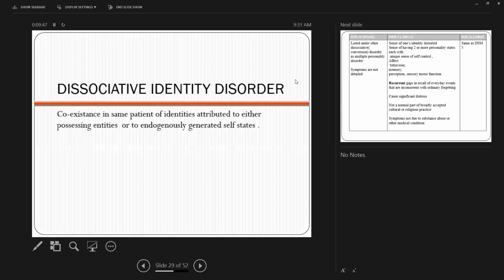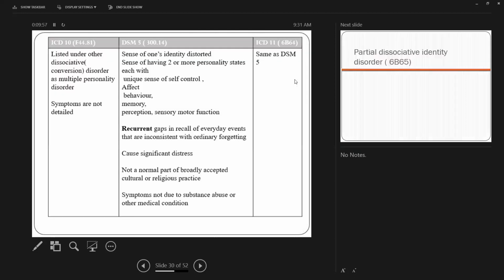Now, dissociative identity disorder. That is coexistence in the same patient of identities attributed to either possessing entities or to endogenously generated self-states. In ICD-10, it is listed under other dissociative disorders as multiple personality disorder, and symptoms are not detailed.